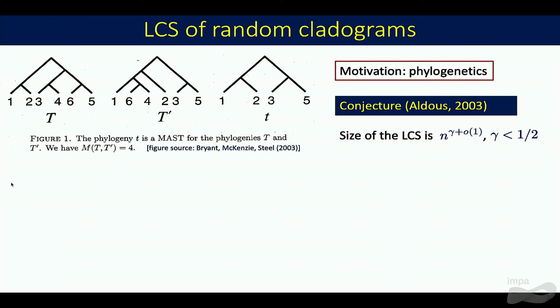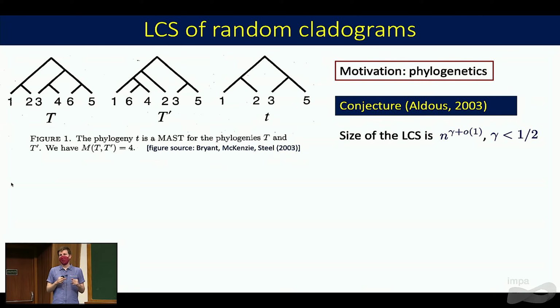Now, I want to tell you a bit about the story around the largest common subtree of random cladograms, because this also has received some attention recently. So, why is this interesting? Here, the motivation comes from phylogenetics. Suppose that you have two phylogenies of various species. Maybe you have some host species and some parasite species, and you have a phylogeny for each. Depending on how close they are or not, this can tell you a lot about how the host-parasite associations and interactions evolved over time.